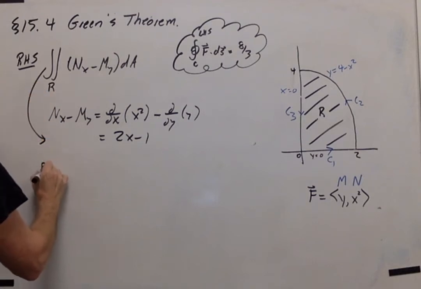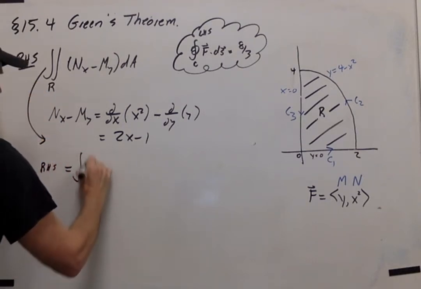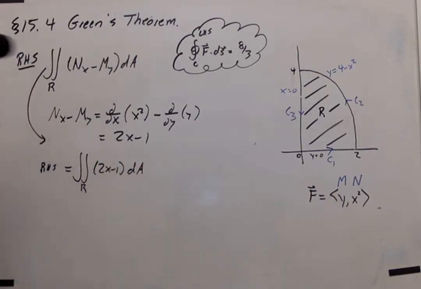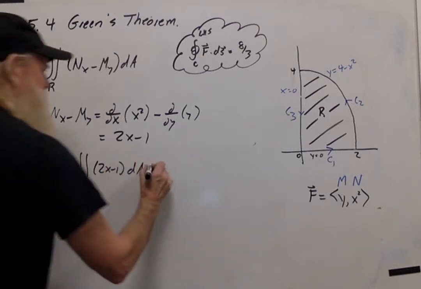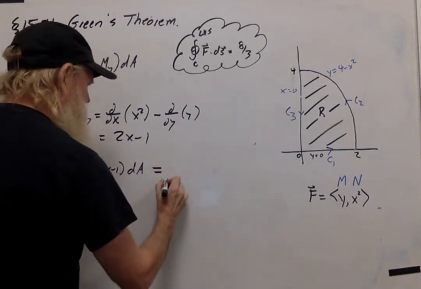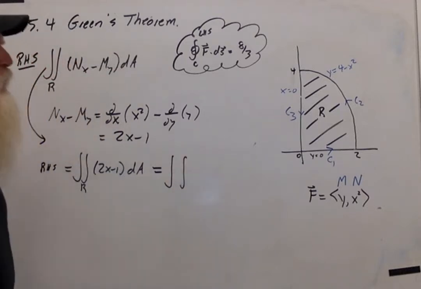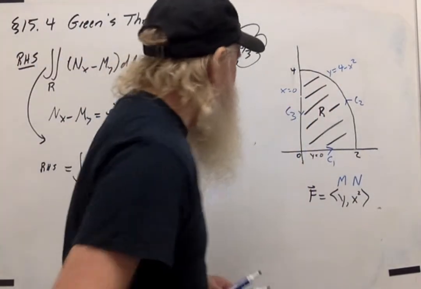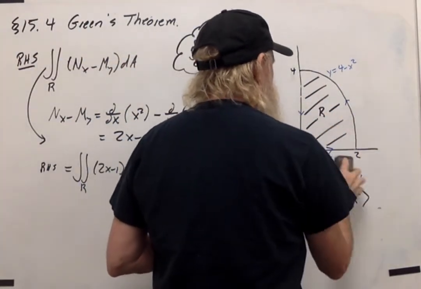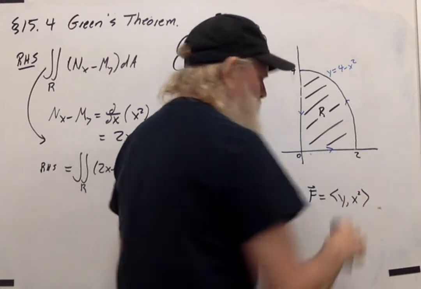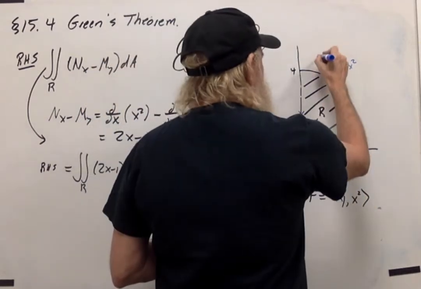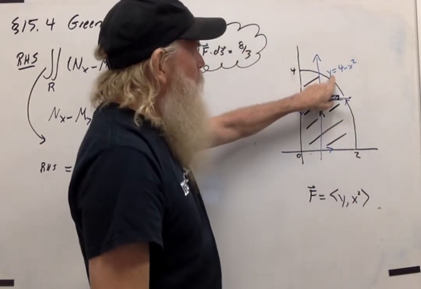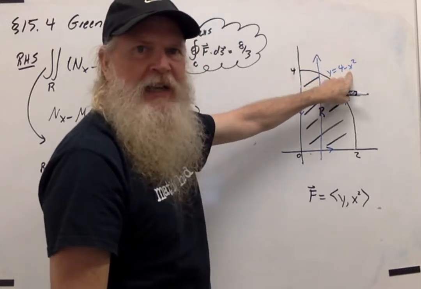So the right-hand side becomes the double integral over R of 2x minus 1 dA. Let's see if we can set the bounds for this region R. This region is both vertically simple and horizontally simple, so we could slice it vertically or horizontally. I think we'll find it a little bit easier to slice vertically, because this curve is written in the form y equals already, and notice that it's a fairly nice polynomial.